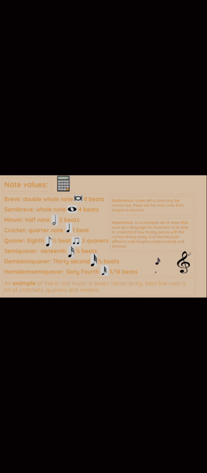An example of this in real music is Seven Nation Army. The bass line uses a lot of crotchets, quavers, and minims. So the bass line goes like dun dun dun dun dun dun dun. You can hear how long some of the notes are and how quick some of the notes are. So like the beginning note, dun, that's quite long. After the first note, there's 3 quicker notes. And it just gives it rhythm and pace.